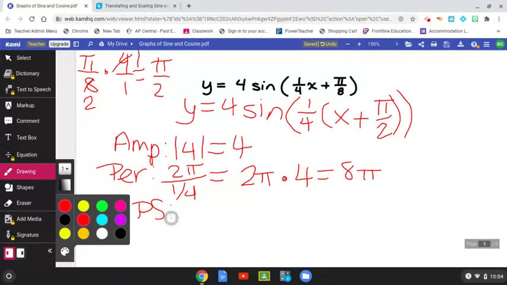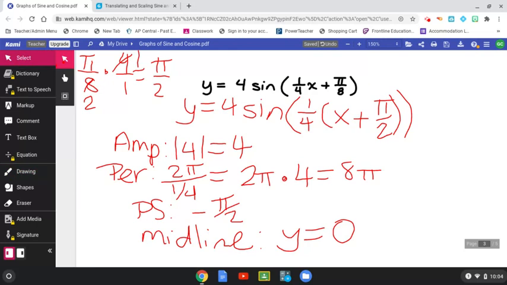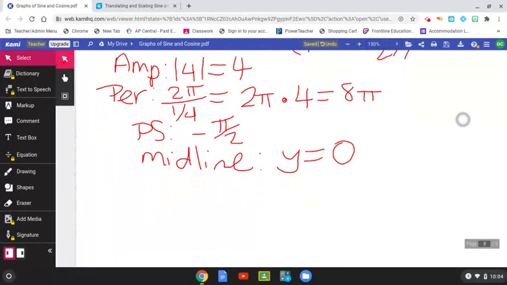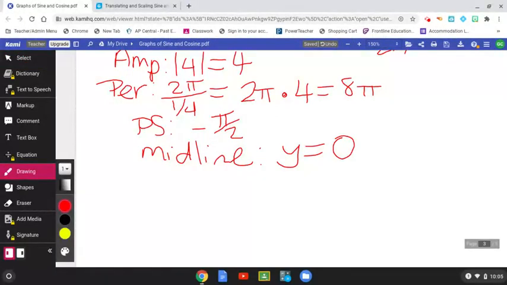Okay, and then your phase shift, which remember is H. Now, see how we have a plus in our equation? That means h is actually negative pi over 2. All right, and we do not have a vertical shift for this graph. So basically we know our midline is not moving. It's still the x-axis, or y equals 0. Okay. All right, so to put all of this into a sketch, we're going to start by drawing our x-axis.